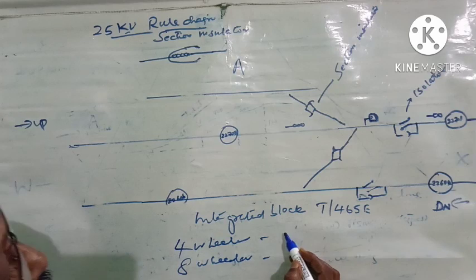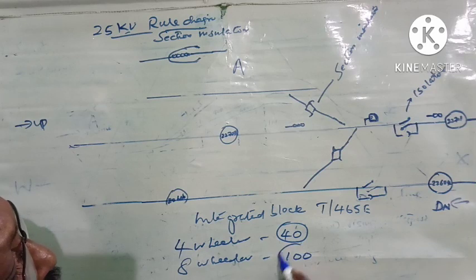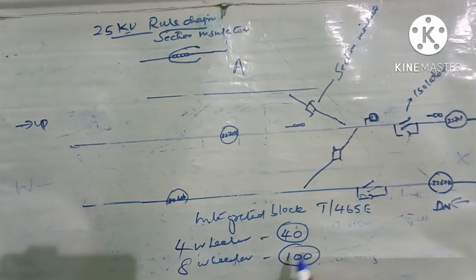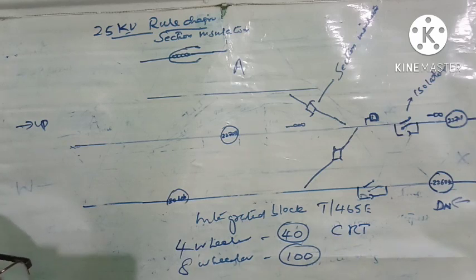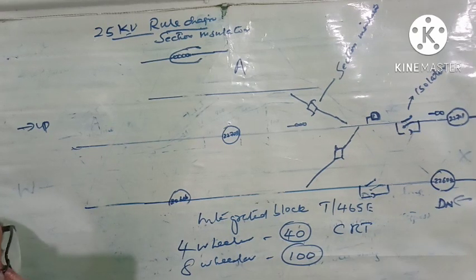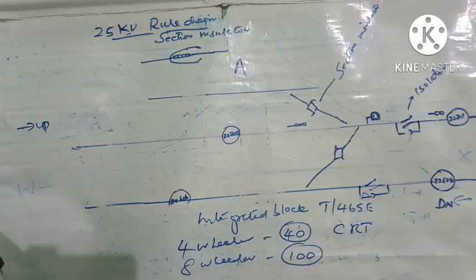A 4-wheeler tower car normally runs at a speed of 40 kmph, whereas an 8-wheeler tower car can go at a speed of 100 kmph. Previously we were having 4-wheeler CRT wagons. These CRT wagons were always causing problems for the railways. They used to derail at the points. Hence, the CRT wagons have been scrapped by the railways. Now we are having four-wheeler tower wagons. A four-wheeler tower wagon can go only at a speed of 40 kmph because the stability of the wagon is very low, whereas an eight-wheeler tower wagon can go at a speed of 100 kmph.